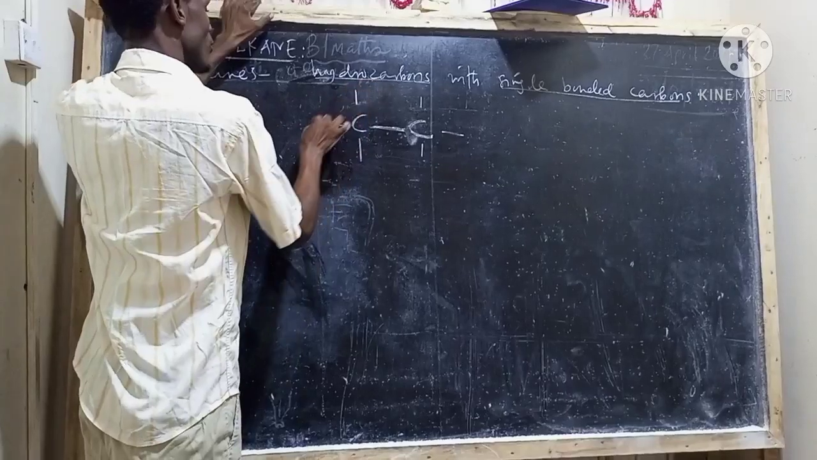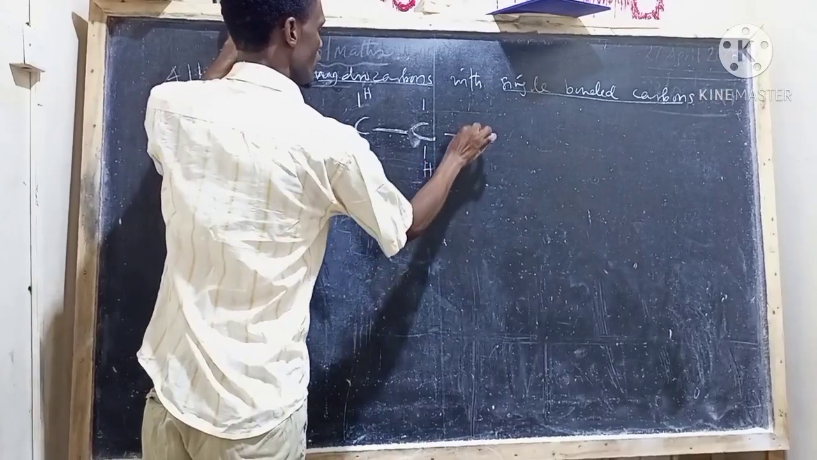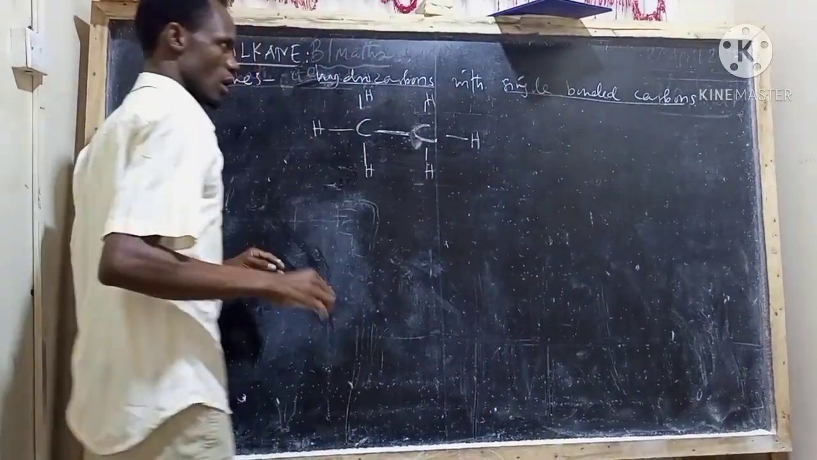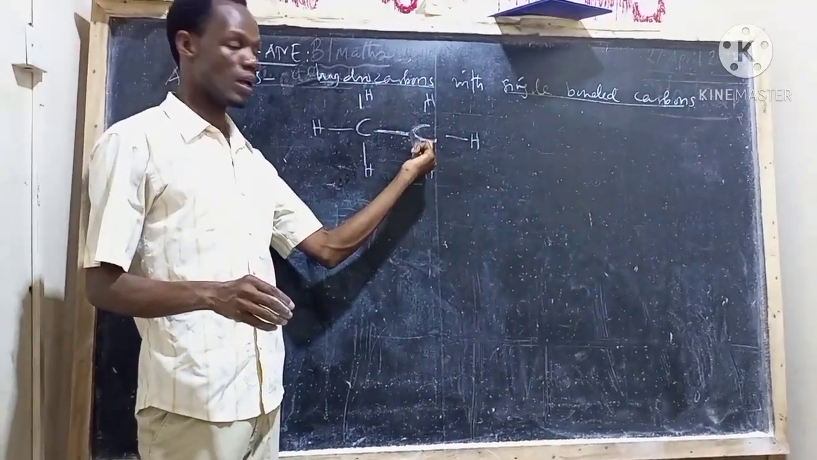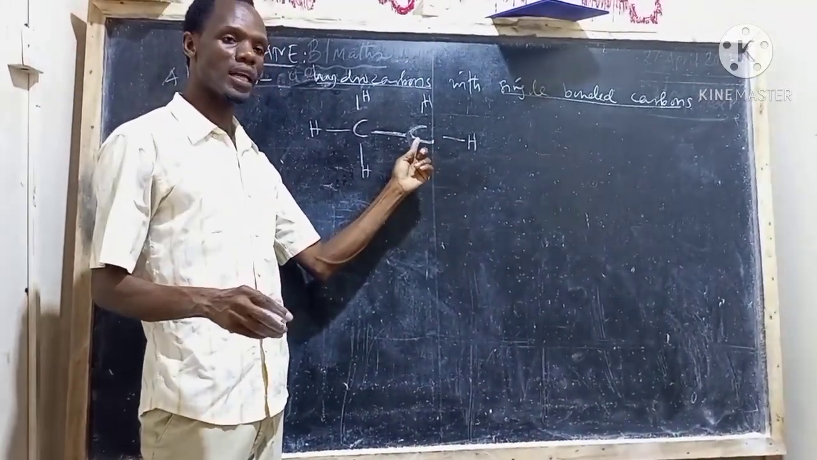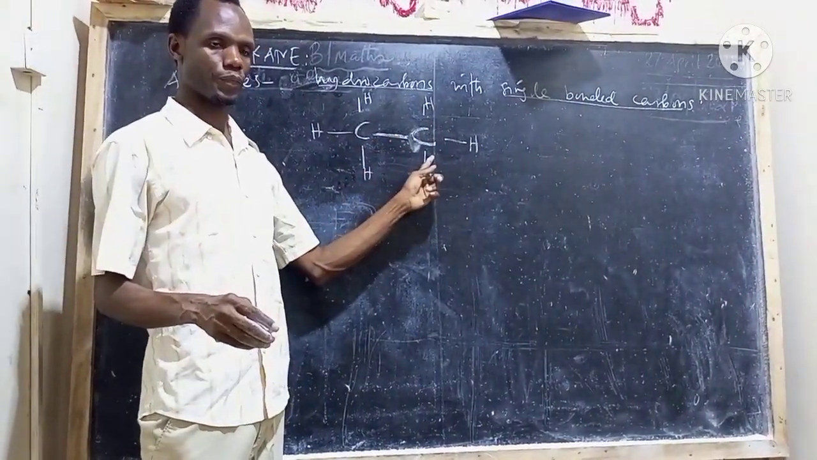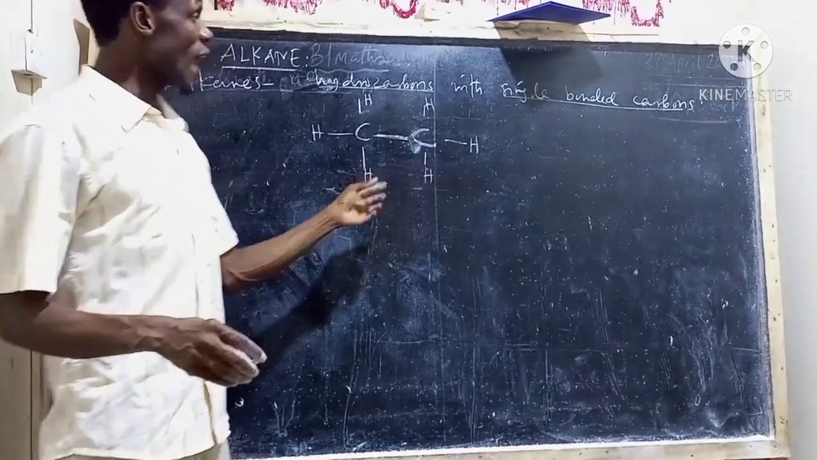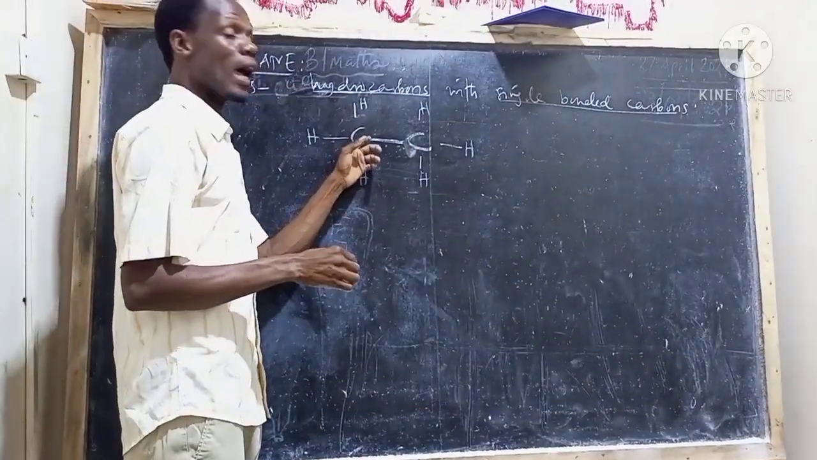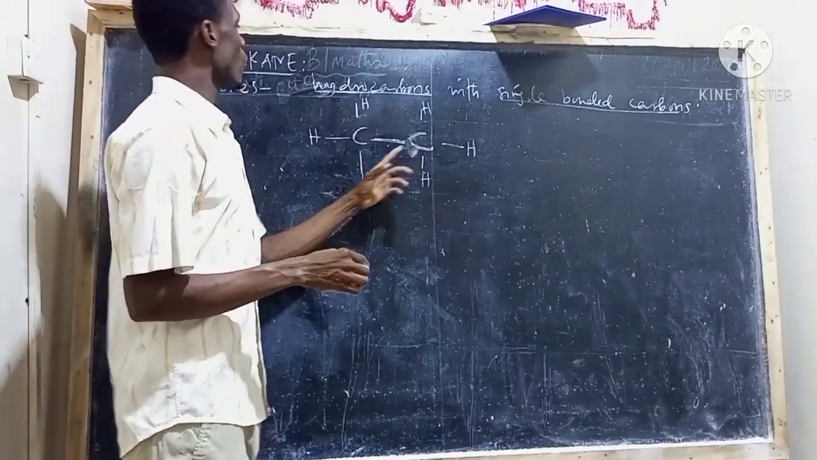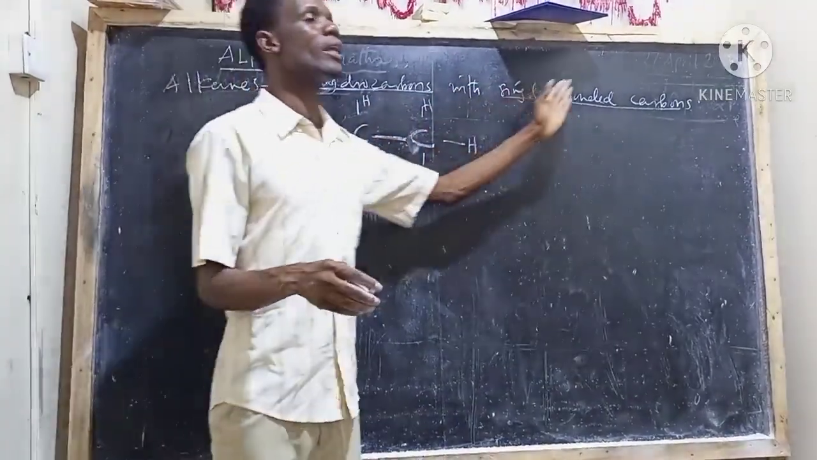Here there is hydrogen, hydrogen, hydrogen, hydrogen, hydrogen, hydrogen. Why is it so? This carbon is a tetravalent element. If this carbon is a tetravalent element, it must be joined by four bonds. But now we're talking about hydrocarbons, just carbon and hydrogen only. So alkanes are hydrocarbons with single bonded carbon.